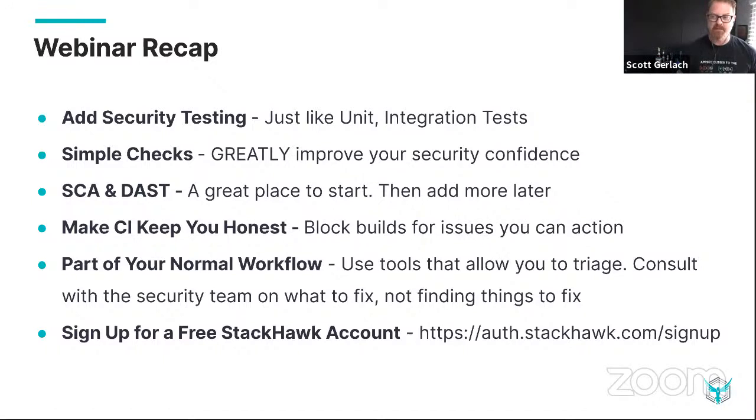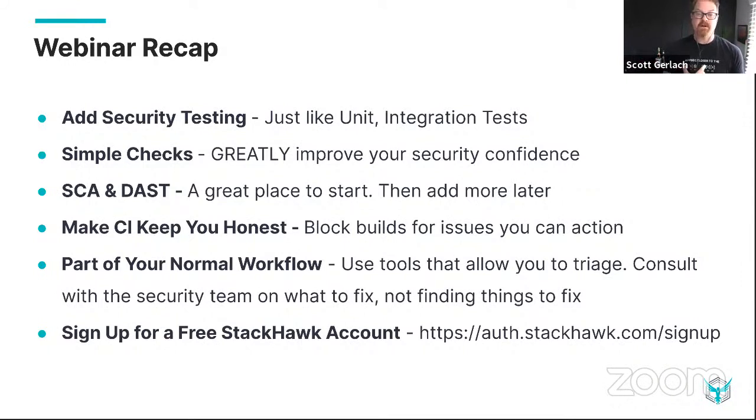Quick recap. If you're using GitLab pipelines, add security testing to your pipelines, just like unit and integration tests. Get that feedback to the people writing code as soon as you can. Simple checks greatly improve your security confidence. All the stuff that specifically DAST could run against your application before you put it into production is exactly the path an attacker would take to try to find problems in your application. So if you understand what you're putting out there from a DAST perspective and fix them or mark them false positive, you're increasing the cost of a threat actor trying to attack your application.